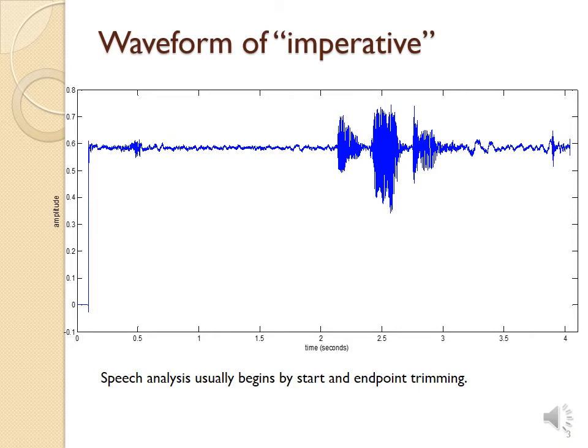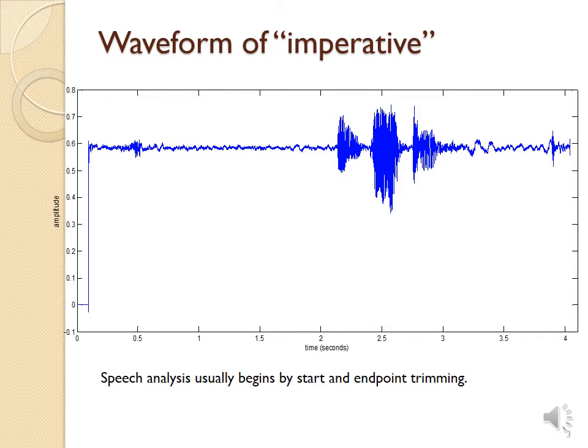For example, this is the waveform of the word imperative. You'll notice that at the beginning of the waveform, we have a spike. The waveform itself has an average value of about 0.6, but then at the beginning we have a spike, and at the end we also have a small spike.